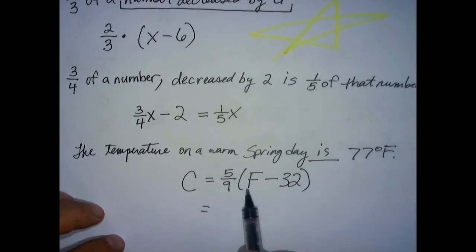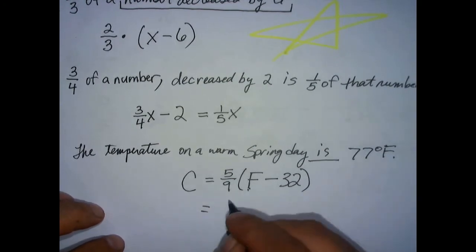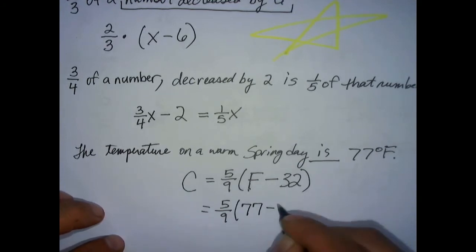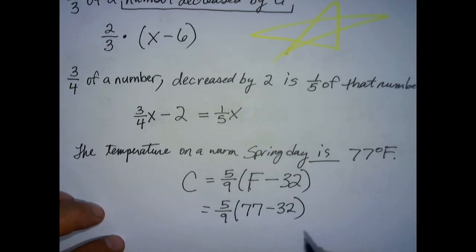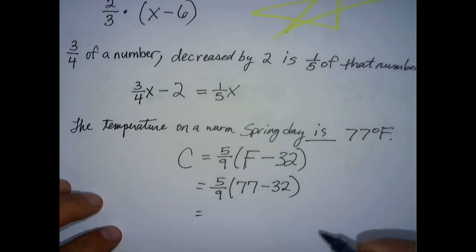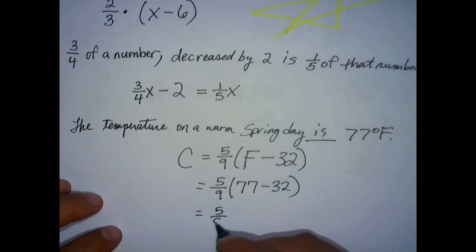So we plug in 77 for F. That's the first thing we need to do. And then we subtract first, because that's the order of operations, right? We have to do what's in parentheses first. And we subtract that and we get 45.